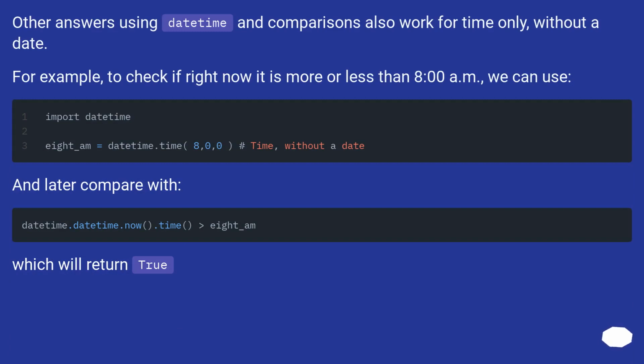Other answers using datetime and comparisons also work for time only, without a date. For example, to check if right now it is more or less than 8 a.m., we can use this, and later compare with that, which will return true.